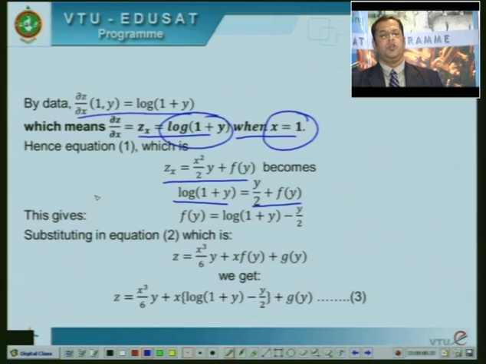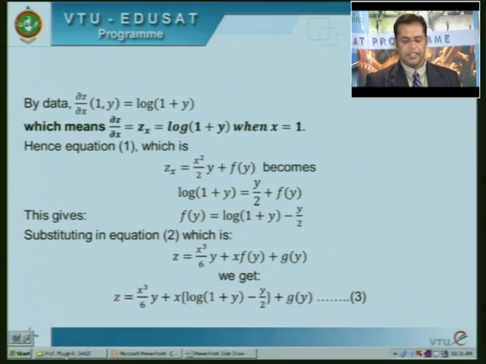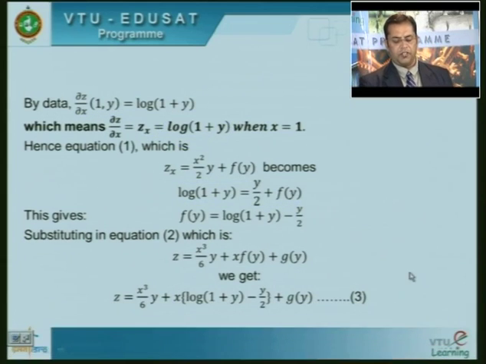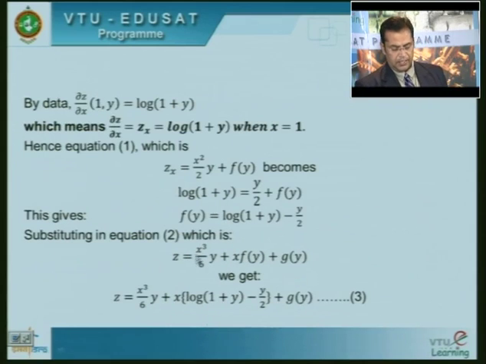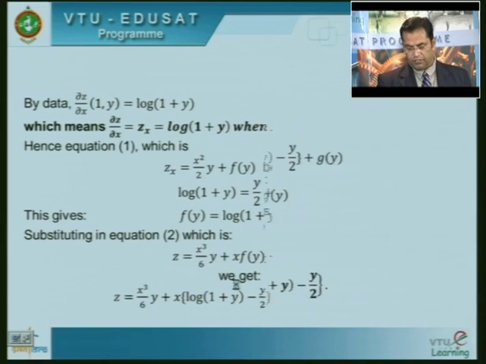Now, before you apply the second condition, substitute this f of y equal to log(1 + y) minus y by 2 in the solution obtained in equation 2 here. It is substituted here, that you can see written here. Equation 2 is this. In equation 2, the f of y here is replaced by the f of y obtained here. So, you get z equal to x cube by 6y plus x into f of y, which is log(1 + y) minus y by 2, plus g of y.